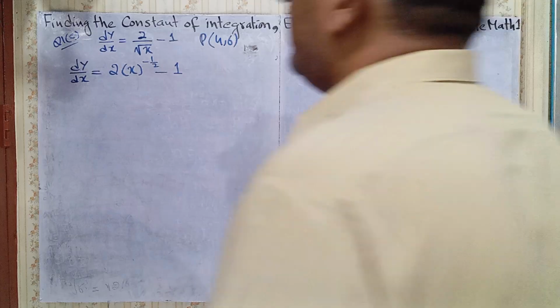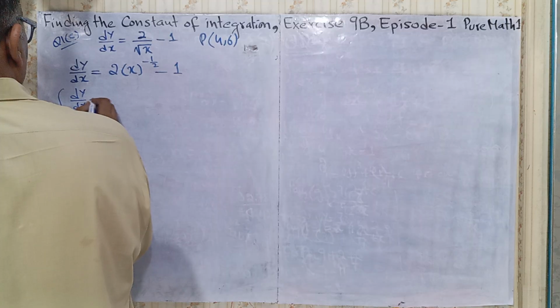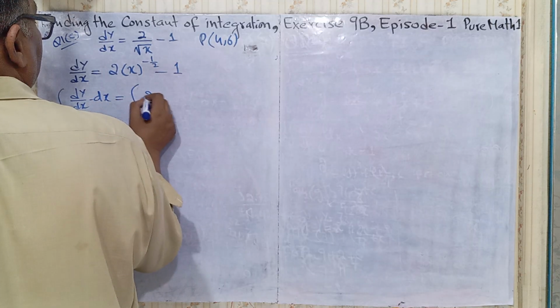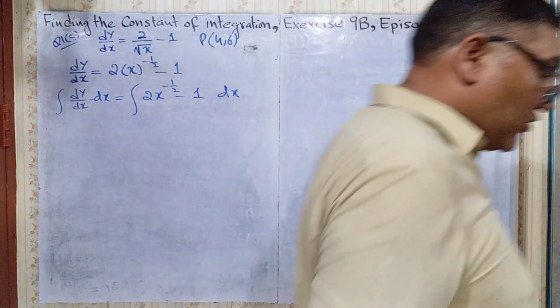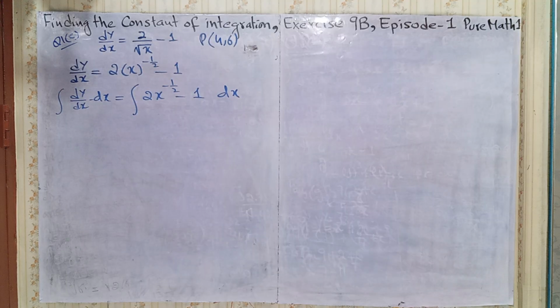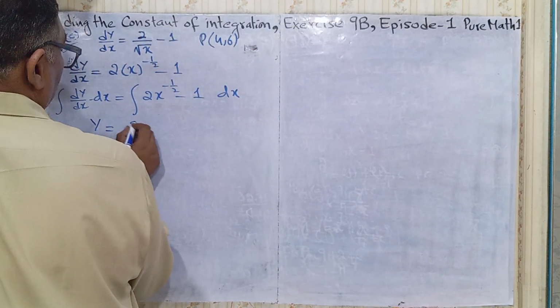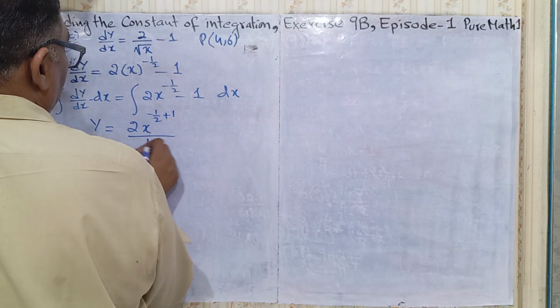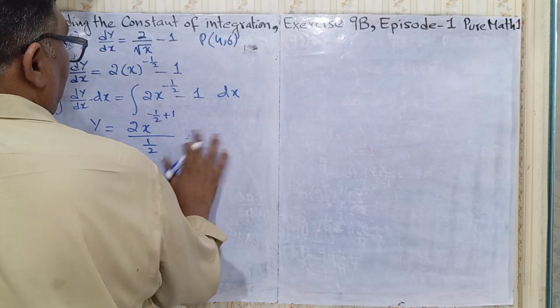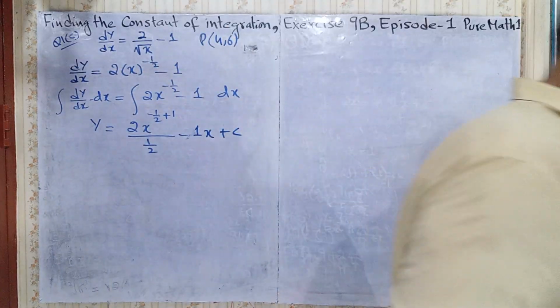So now I can integrate. I will integrate both the sides, dy by dx into dx is equal to the integral of 2x raised to power minus 1 by 2 minus 1 dx. So my left side will become y, okay? And this becomes 2, and x raised to power minus 1 by 2 plus 1, so you are left with 1 by 2. And this minus 1 becomes minus 1 by 1 plus c. Okay, I have integrated it.